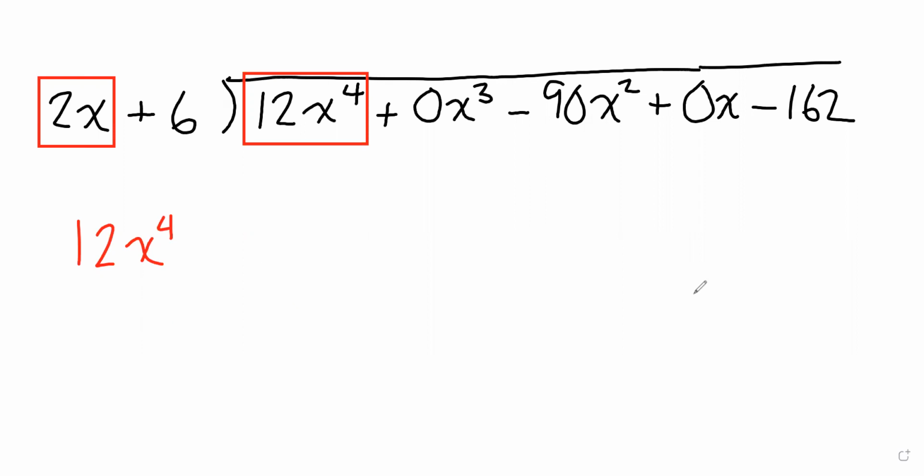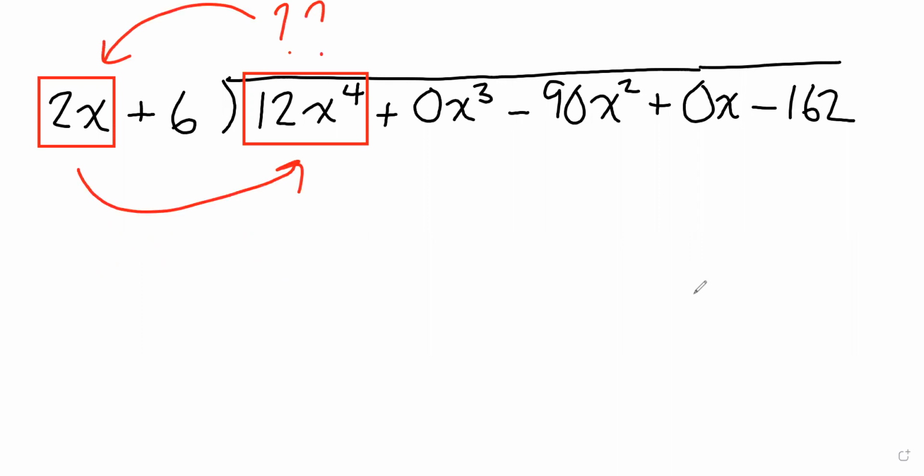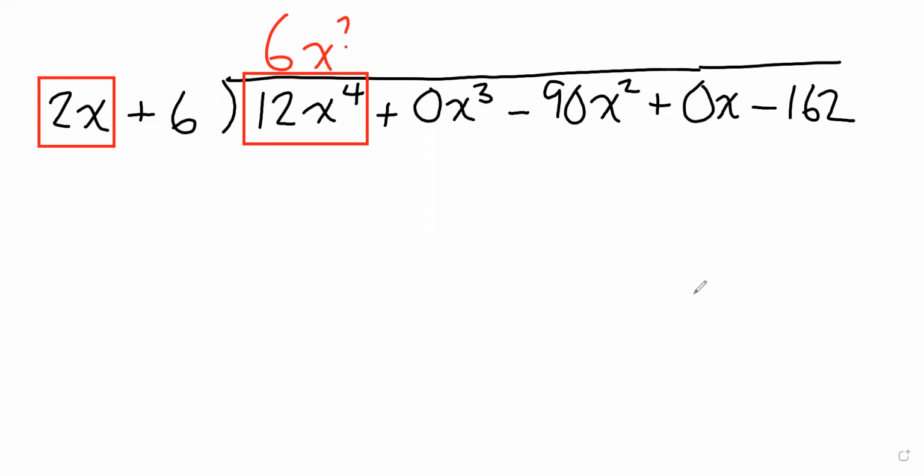Or you could ask yourself a different question. The question is, what would I put up here so that when I multiplied by 2x, it would turn it into 12x to the fourth? And for some people, that question is easier. For example, what would I multiply by 2 to get 12? The answer is 6. And how many x's would I have to give that x to turn into x to the fourth? I'd have to give it 3 more x's. So our first term in our quotient is 6x to the third power.